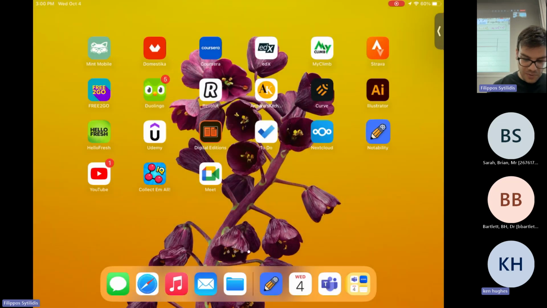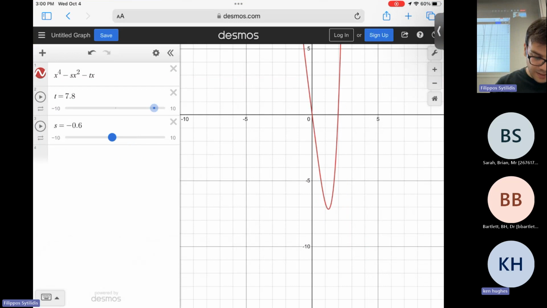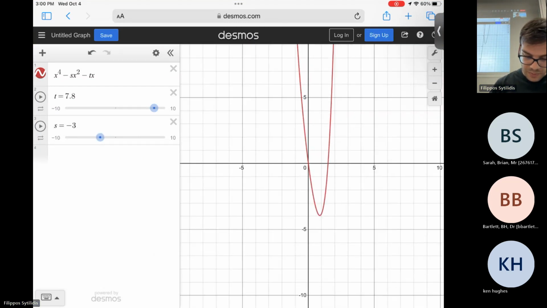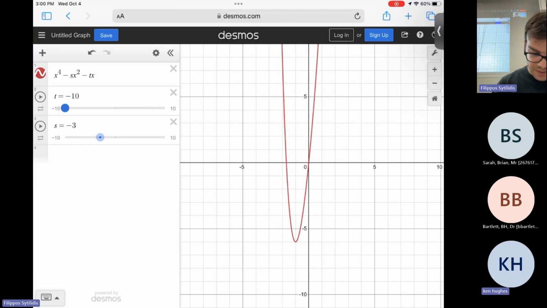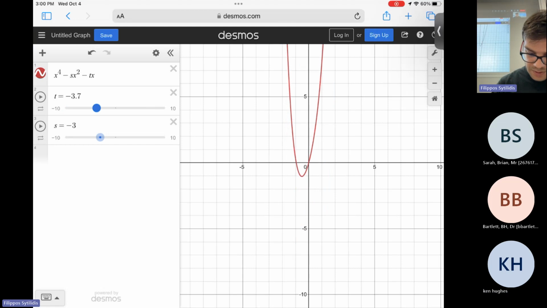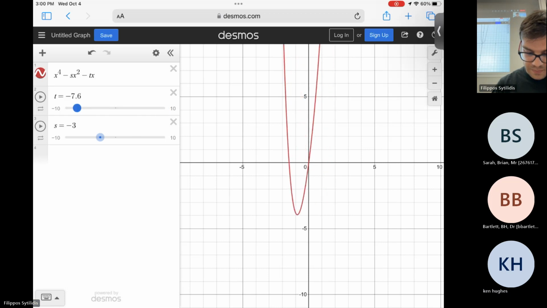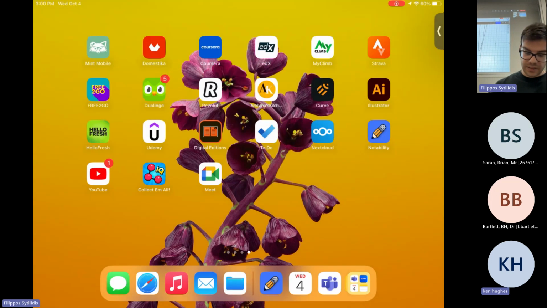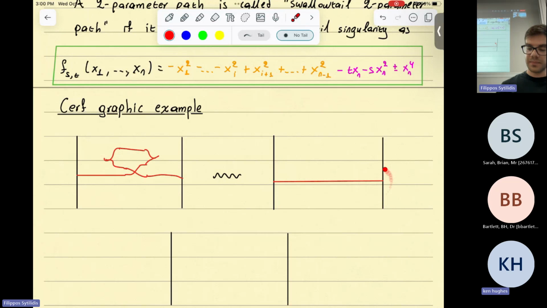And that's for positive S. If I make a negative S, and I vary my T from something negative to something positive, you'll see that I just have a single critical point throughout. There's nothing happening. So that's the Cerf graphic for this path.